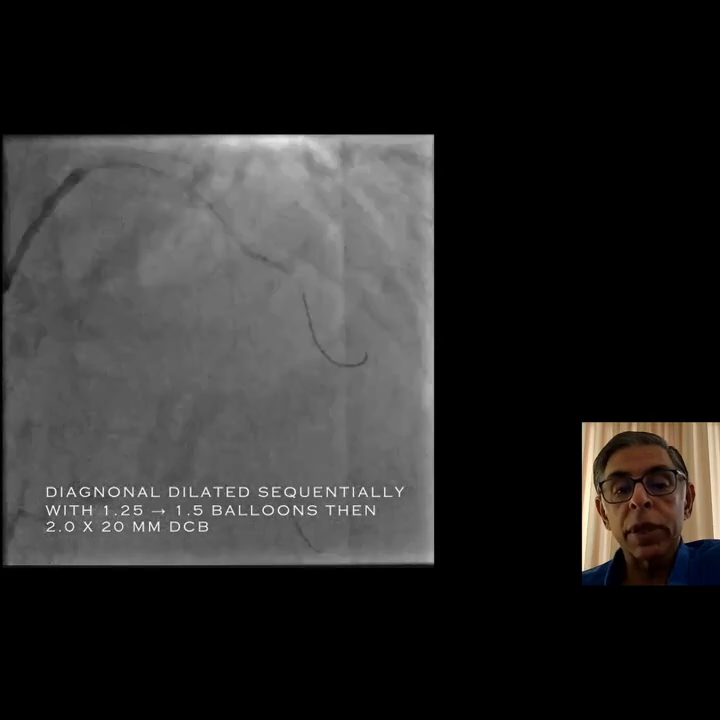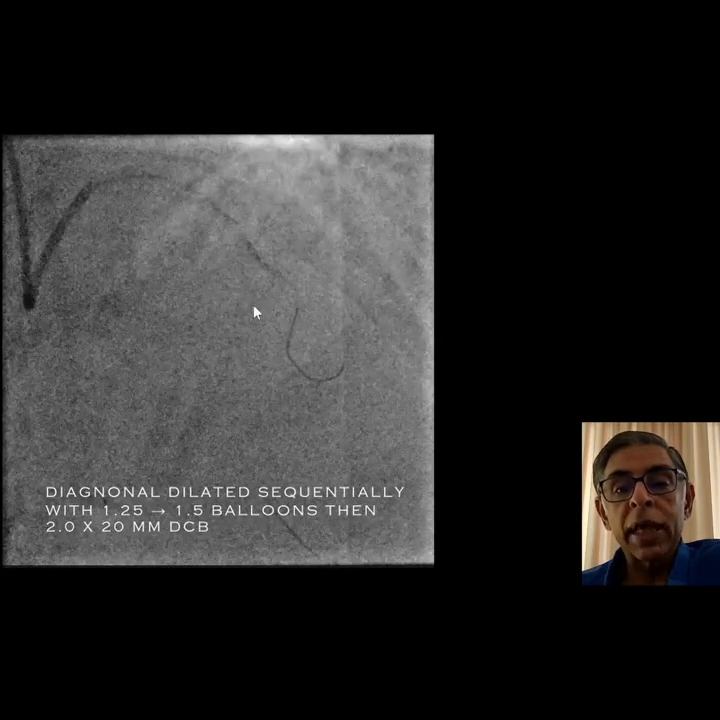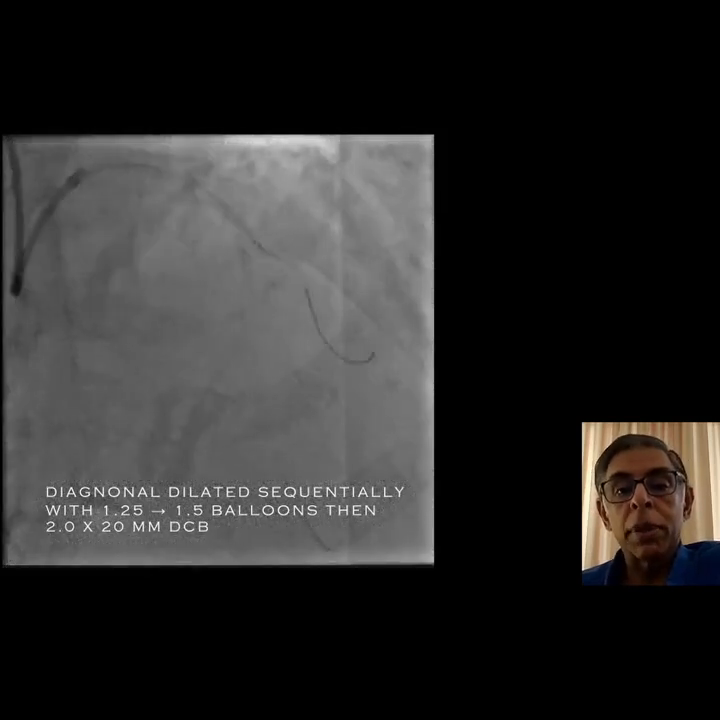We first started off with the diagonal because we wanted to get this opened up. It was a severe lesion, and the diagonal was dilated sequentially with a 1.25, then a 1.5 balloon, and then a 2.0 by 20 drug-coated balloon. The idea was to just keep this diagonal open. It is a large size diagonal. We felt that this was very calcified and we didn't want to complicate the procedure in a patient with chronic kidney disease and extensive coronary disease by doing a bifurcation stenting over here, although certainly I'm sure some operators would.